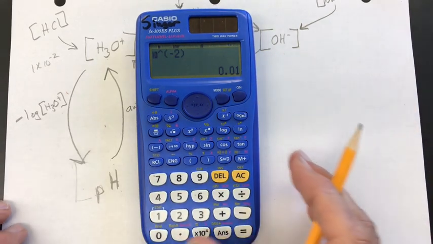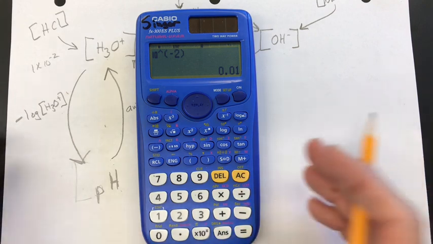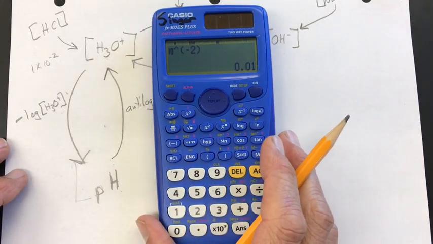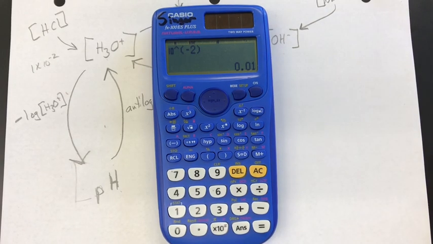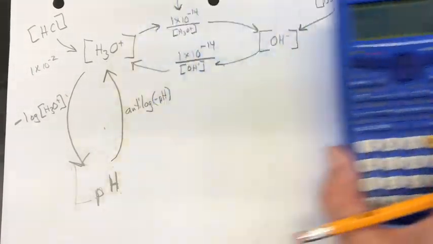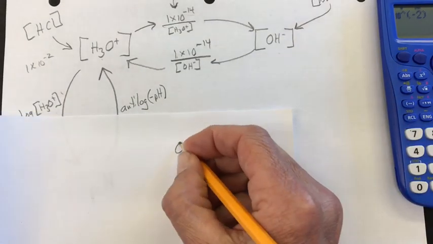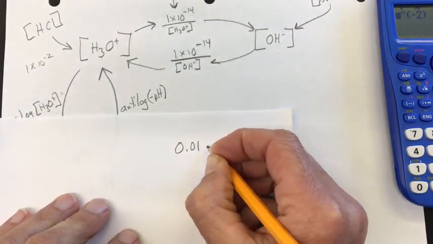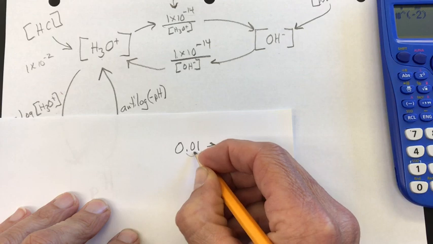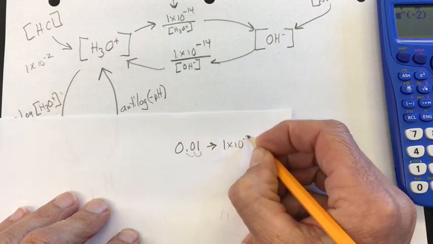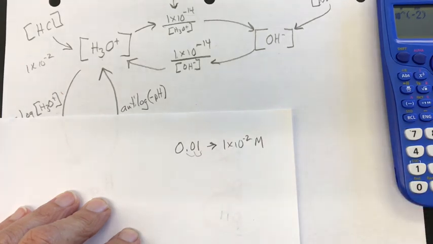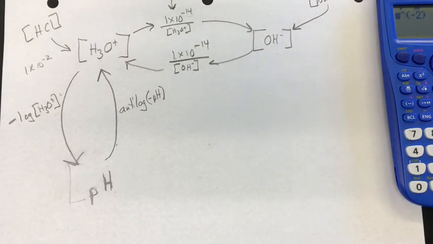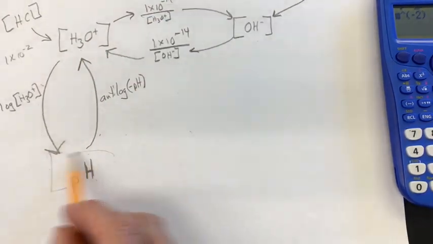A lot of students say, oh no, that doesn't look like anything I know. Well, how would I write 0.01 in scientific notation? 0.01 is the same as writing 1 times 10 to the negative 2. Oh, there's the concentration of the hydronium ion, and we're back to where we came from. So that's the pH.